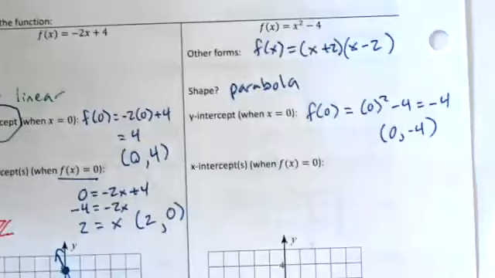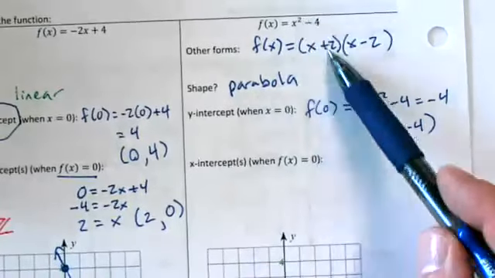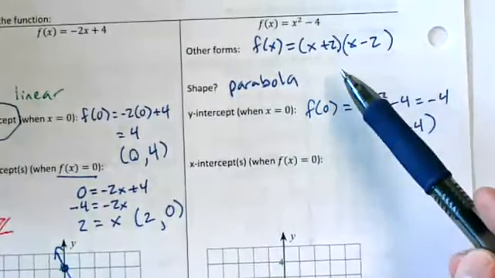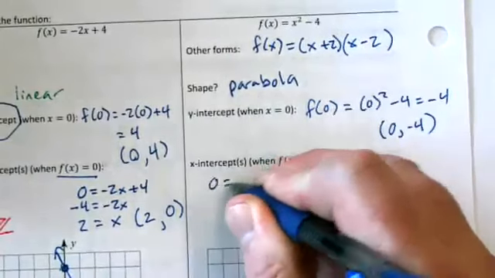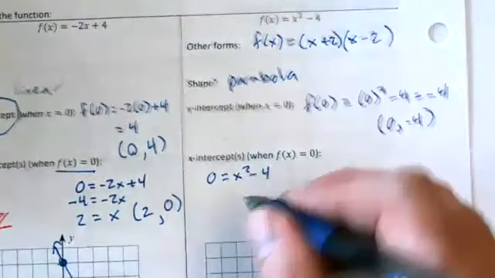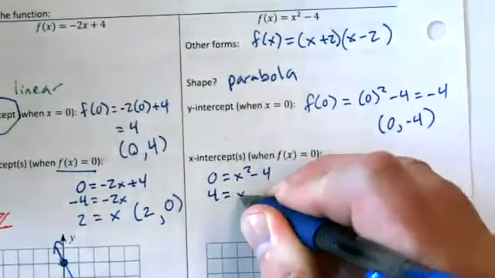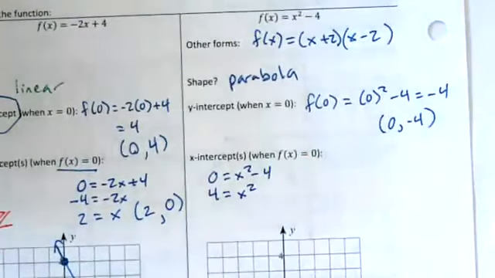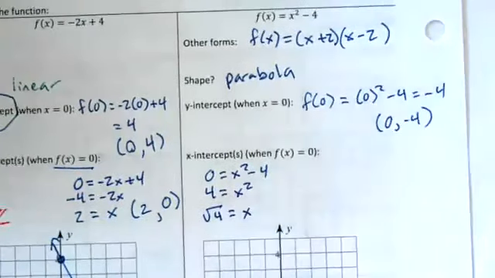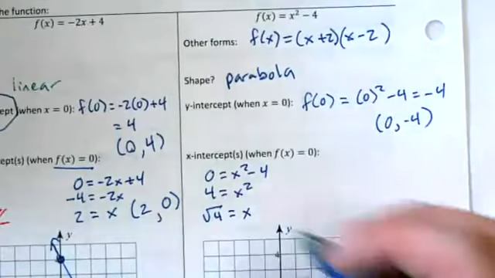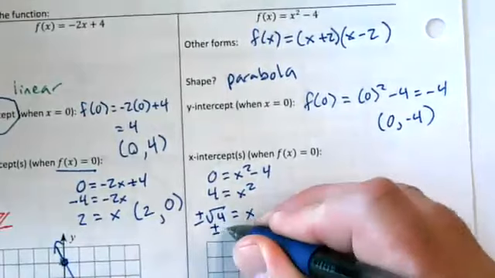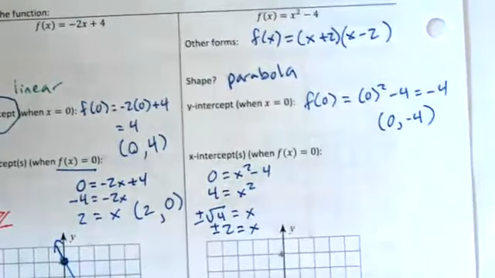So to find my x-intercepts, I'm going to set which one equal to 0, the original or the factored? Which would you choose? Original. 0 equals x squared minus 4, and then solve it. Plus 4 on both sides gets us 4 equals x squared. Square root both sides. Remembering that when we square root both sides, solving an equation, what do we not forget to do? Plus or minus. Plus or minus 2 equals x.